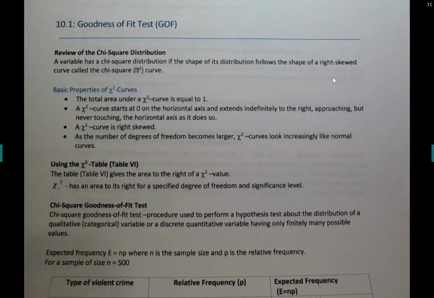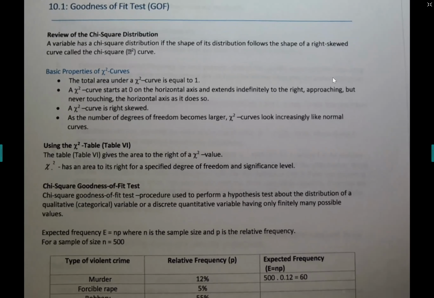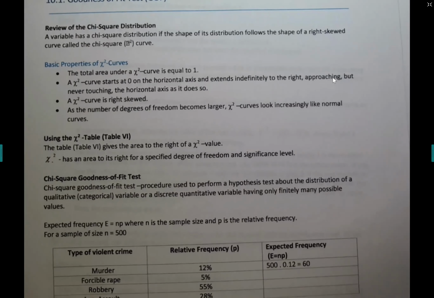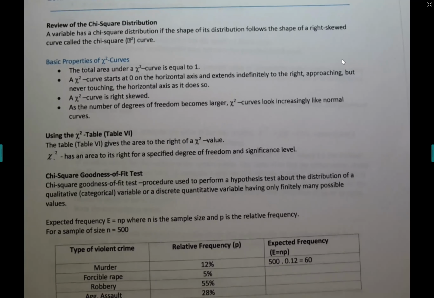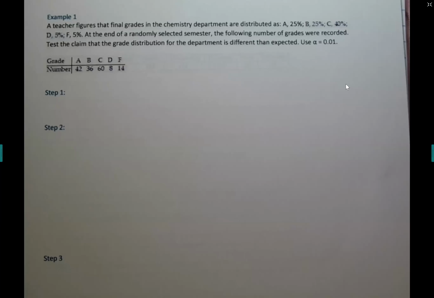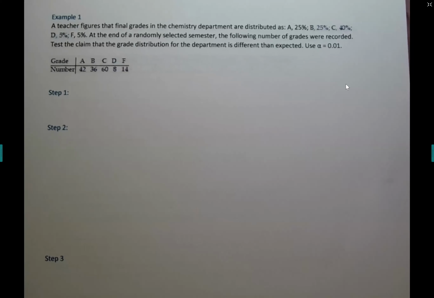Now, let's begin with an example. I'd like to explain the concepts using an example, and that will make sense to you when you see it there. Let me read the example for you. A teacher figures that the final grades in the chemistry department are distributed as 25% get an A, 25% get a B, 40% get a C, 5% of the students get a D, and 5% get an F.